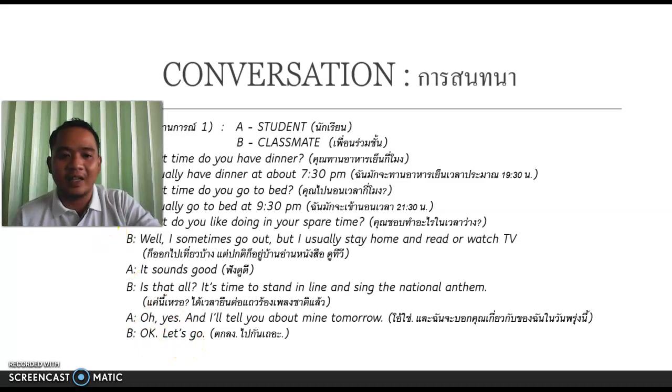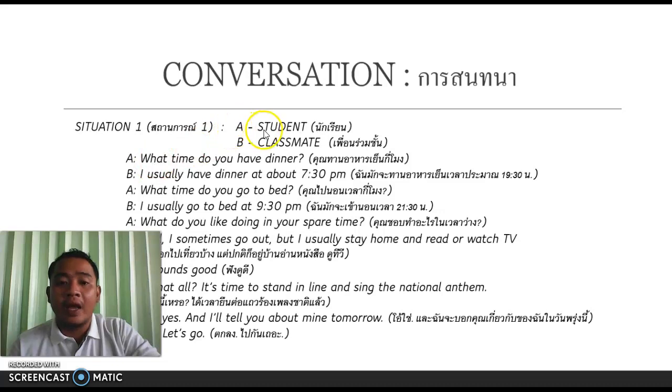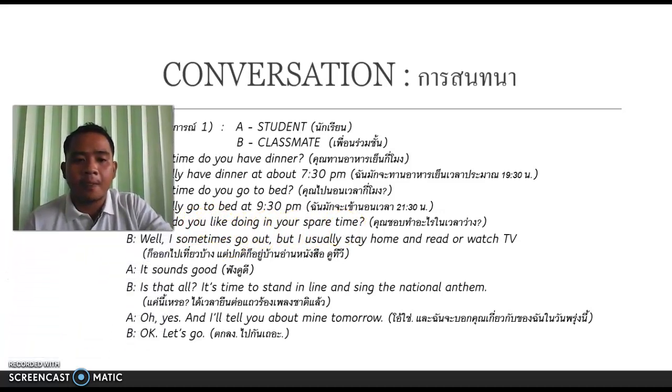Go. Again, student A, classmate B. What time do you have dinner? I usually have dinner at about 7:30 p.m. What time do you go to bed? I usually go to bed at 9:30 p.m. What are you doing in your spare time? I sometimes go out, but I usually stay home and read or watch TV. It sounds good. Is that all? It's time to stand in line and sing the national anthem. Oh, yes. And I'll tell you about mine tomorrow. Let's go.